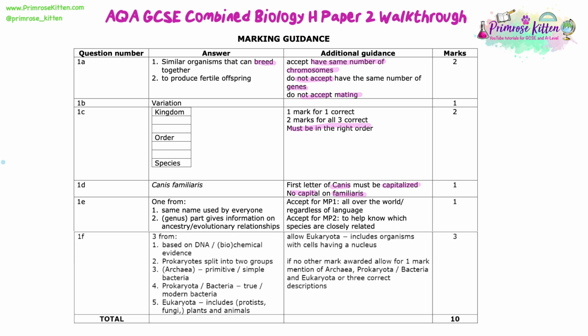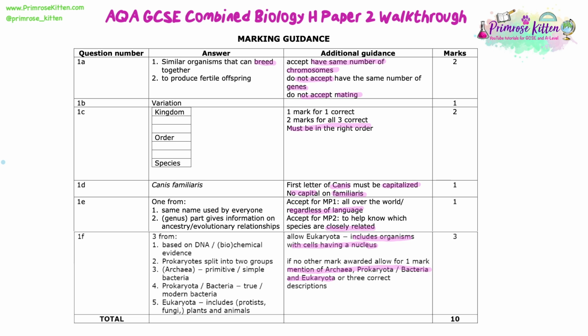For the table, you need to make sure those words are in the correct order, so it has to go kingdom, order, species in that order, otherwise it doesn't make sense. For 1D, you have to have capitalised Canis and lowercase familiaris, because that is how we write those, and you are just copying from the table, so it should be in the correct case used in the table. For 1E, like I said, you can say regardless of your language or all over the world, they use the same name. And if you didn't say evolutionary relationships or ancestry, but you've said to work out whether a species is closely related or not, that's also fine for 1E.